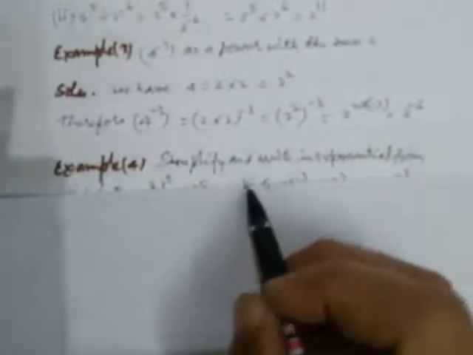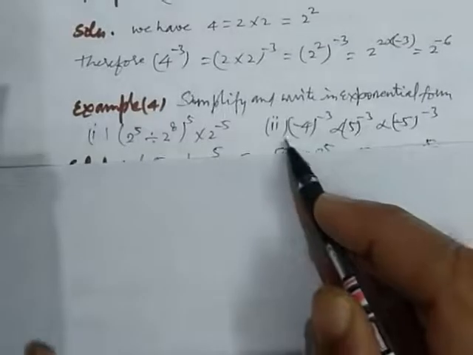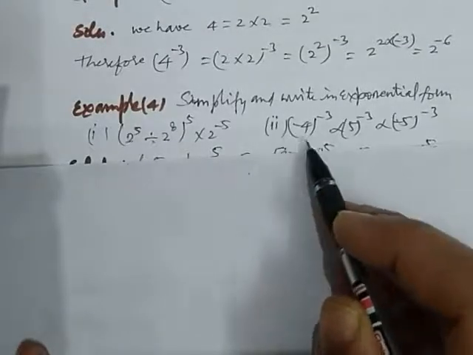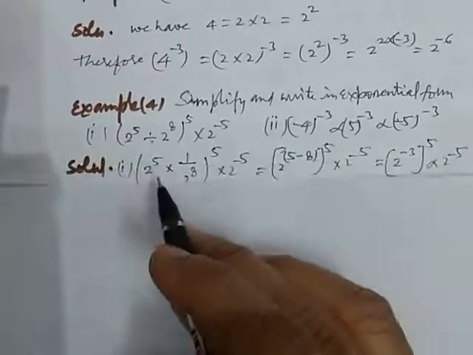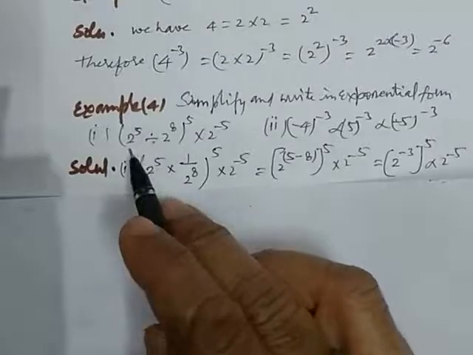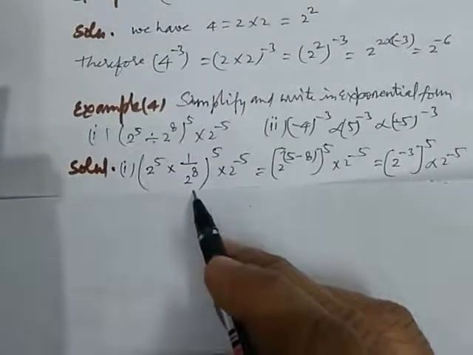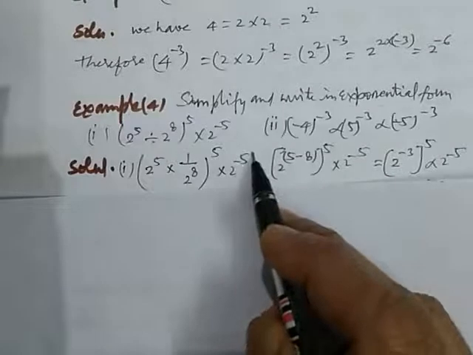Here the base is 2. Now example 4. Simplify and write in exponential form. 2 raised to the power 5 divided by 2 raised to the power 8 whole power 5 into 2 raised to the power minus 5. And the second part, minus 4 raised to the power minus 3 into 5 raised to the power minus 3 into minus 5 raised to the power minus 3. Okay, so we first solve the first part. 2 raised to the power 5 into 1 upon 2 raised to the power 8 whole power 5 into 2 raised to the power minus 5.